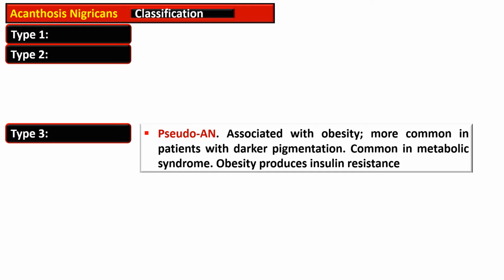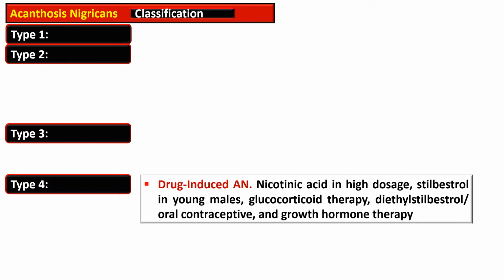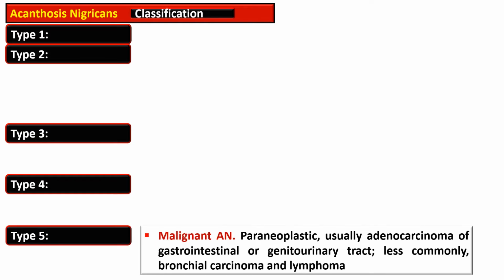Type 3, also named as pseudo-acanthosis nigricans, is associated with obesity, and it is more common in patients with darker pigmentation and common in metabolic syndrome. Obesity also causes insulin resistance. Type 4 is termed as drug-induced acanthosis nigricans, and it is associated with intake of nicotinic acid in high dosage, stilbestrol in young male, glucocorticoid therapy, diethylstilbestrol, oral contraceptive, and growth hormone therapy.